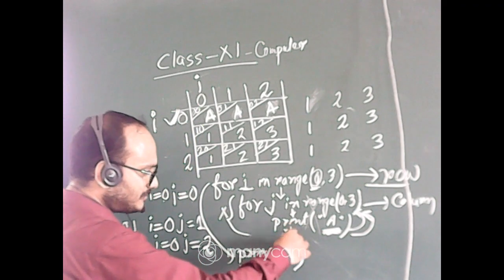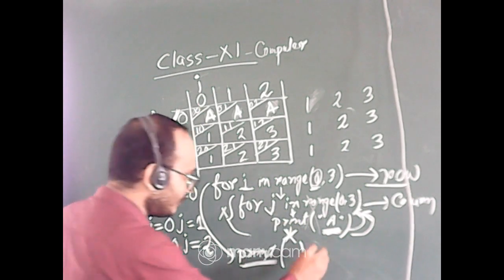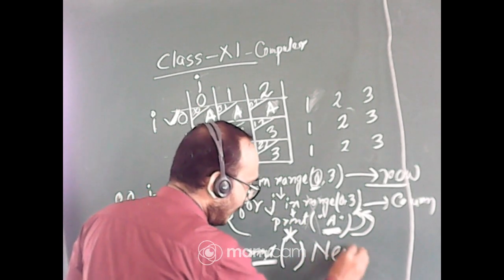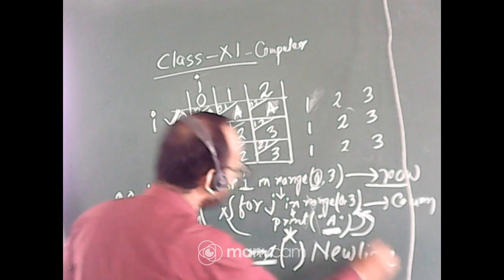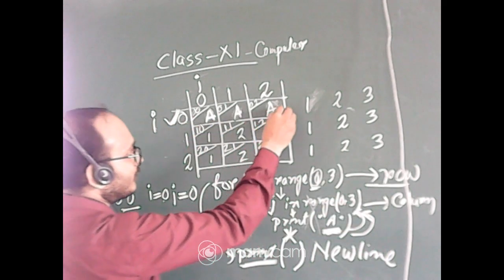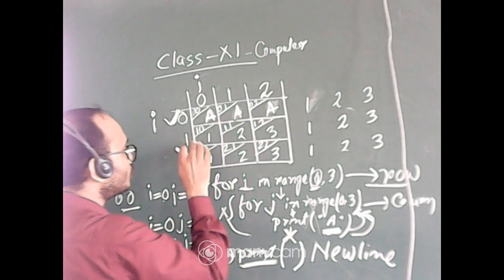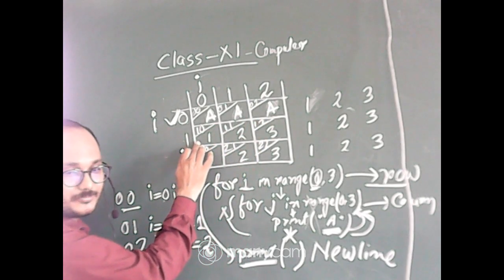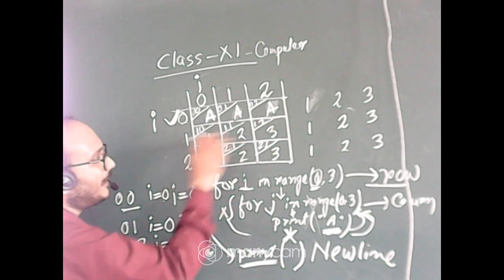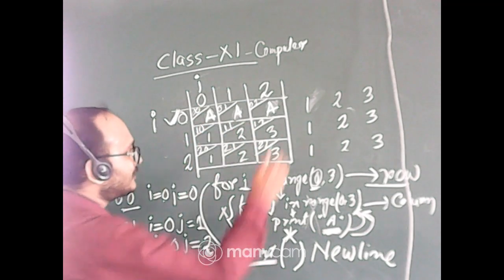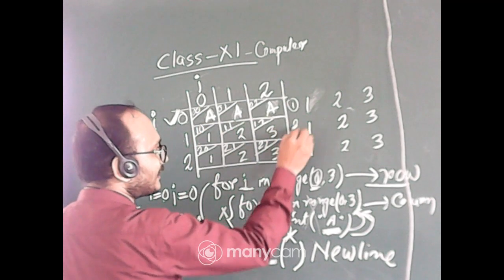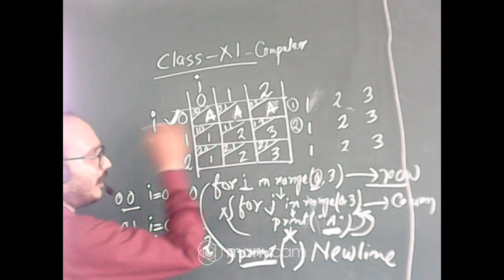This print means a new line. This print is used for a new line. Why do we use this print? Because this row has now ended. It goes to the second row, and a new line will come. This is the first line, this is the second line. So it starts from here.